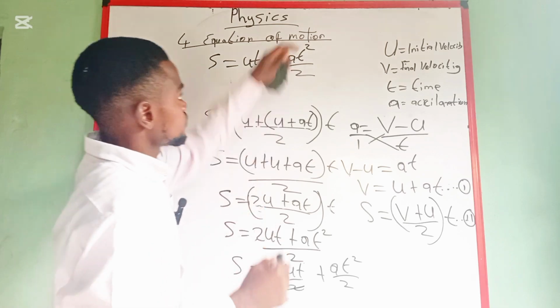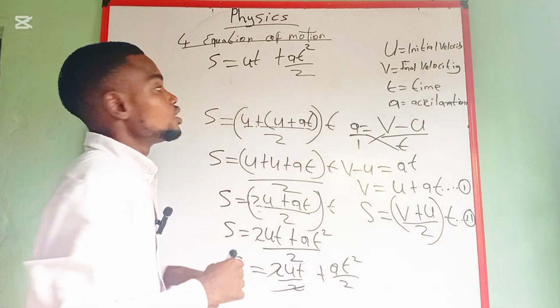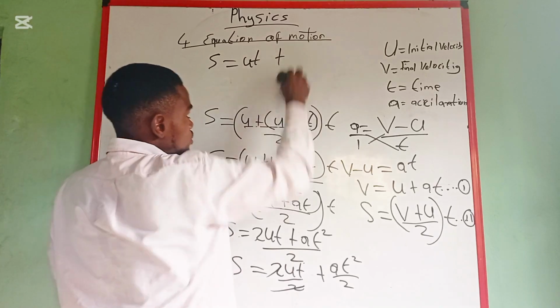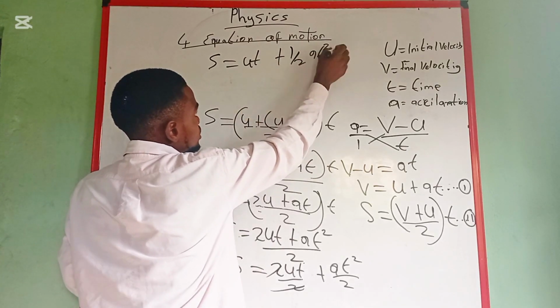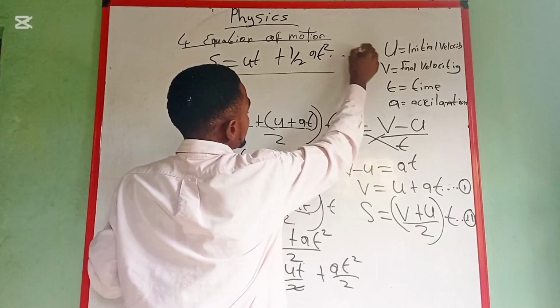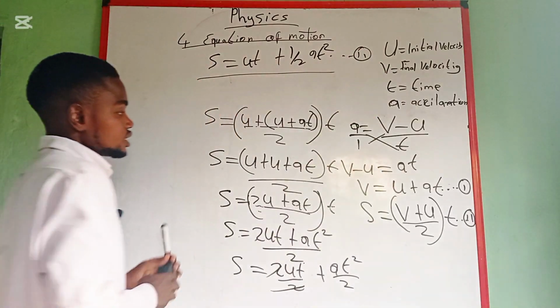But if you use this value, at square divided by 2, it just means half of what? At square. So I can write this as plus half at square. This becomes our third equation of motion. All right, so that is it.